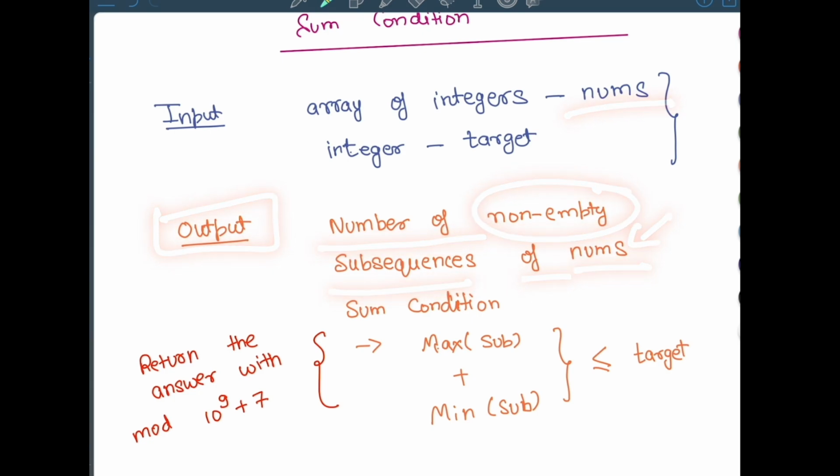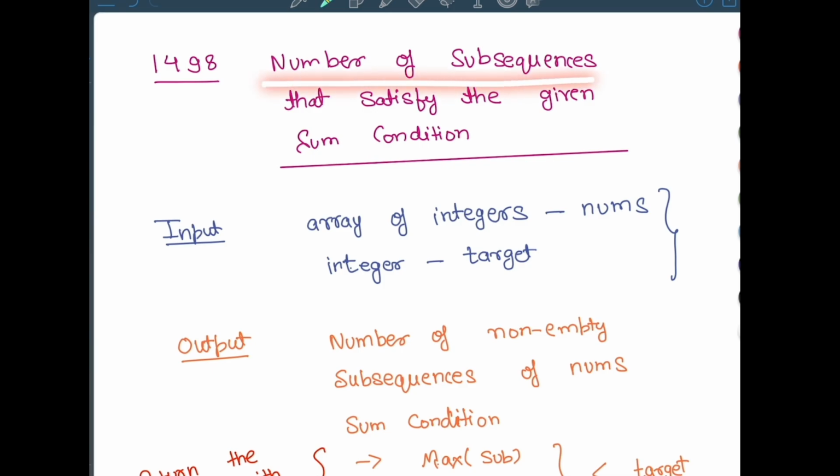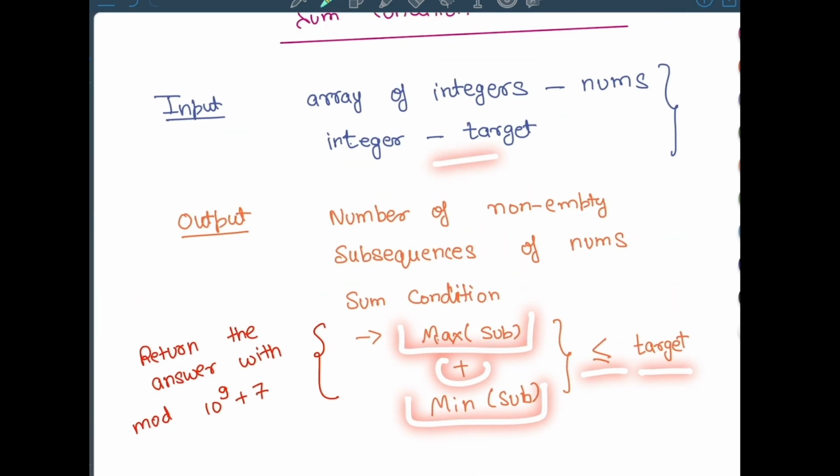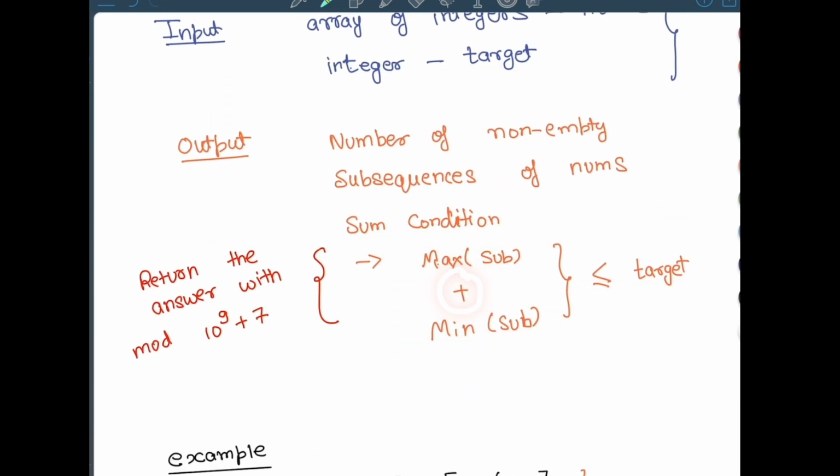So you need to find the number of non-empty subsequences you can create of the array nums which follows a certain sum condition. That's what the question is. How many subsequences do you have that satisfy the given sum condition? So what is this sum condition? If the maximum element in your subsequence plus the minimum element of your subsequence is less than or equal to the target given in the input. So the sum condition is it should be less than or equal to the target. If this condition is satisfied, then you can count that particular subsequence.